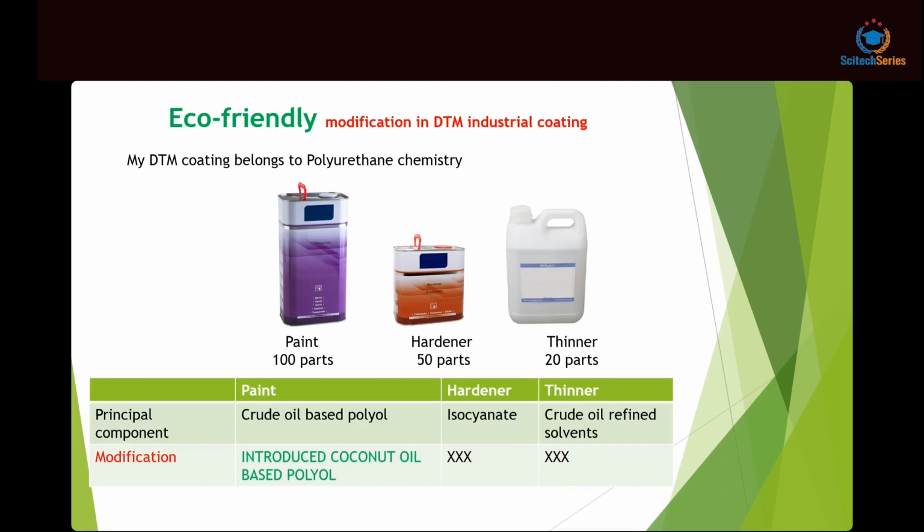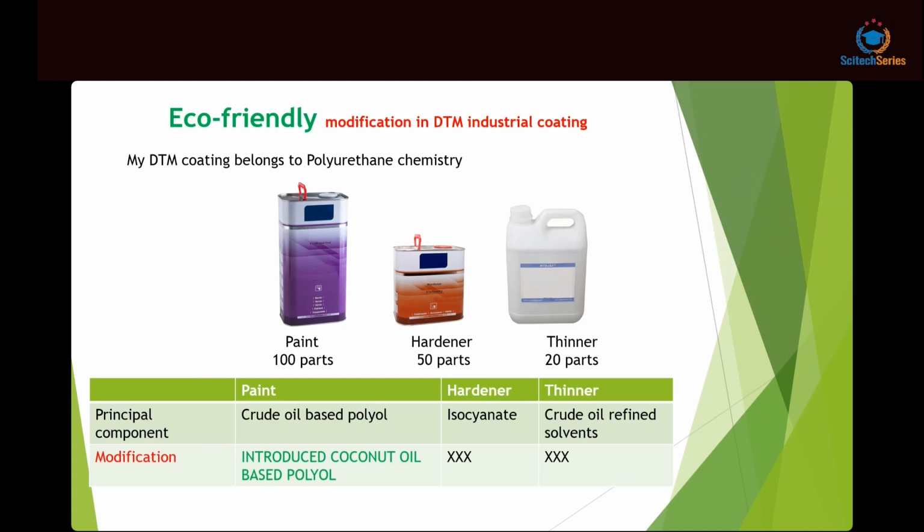Now you can see in the direct to metal paint system, it has three cans. Number one is base paint and the hardener and thinner. The mixing ratios of these paints: 100 parts of base paint and 50 parts of hardener and 20 parts of thinner. Right.